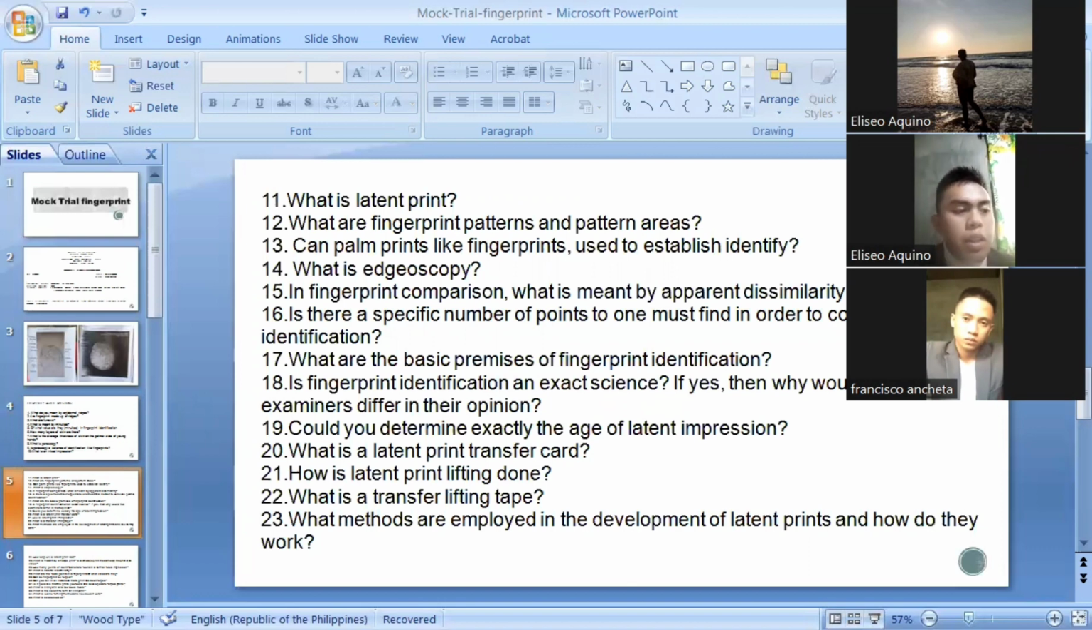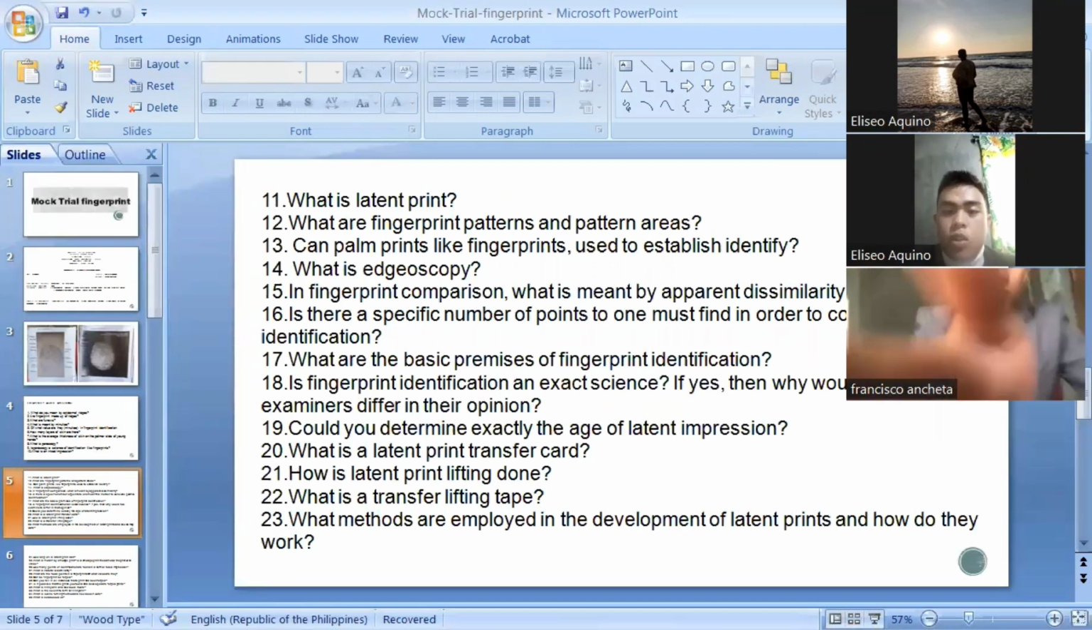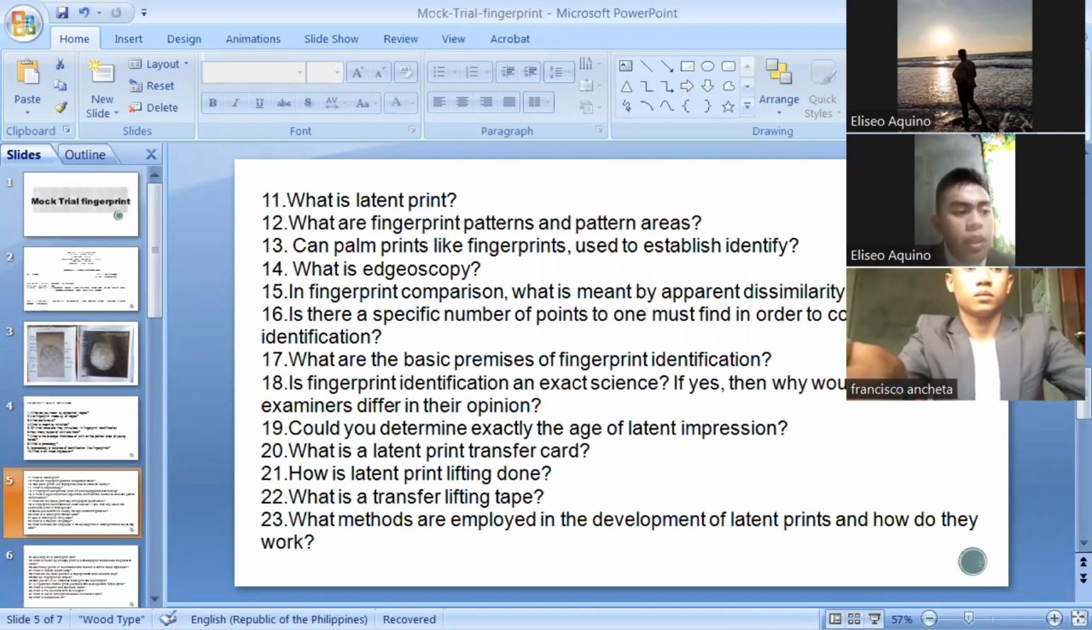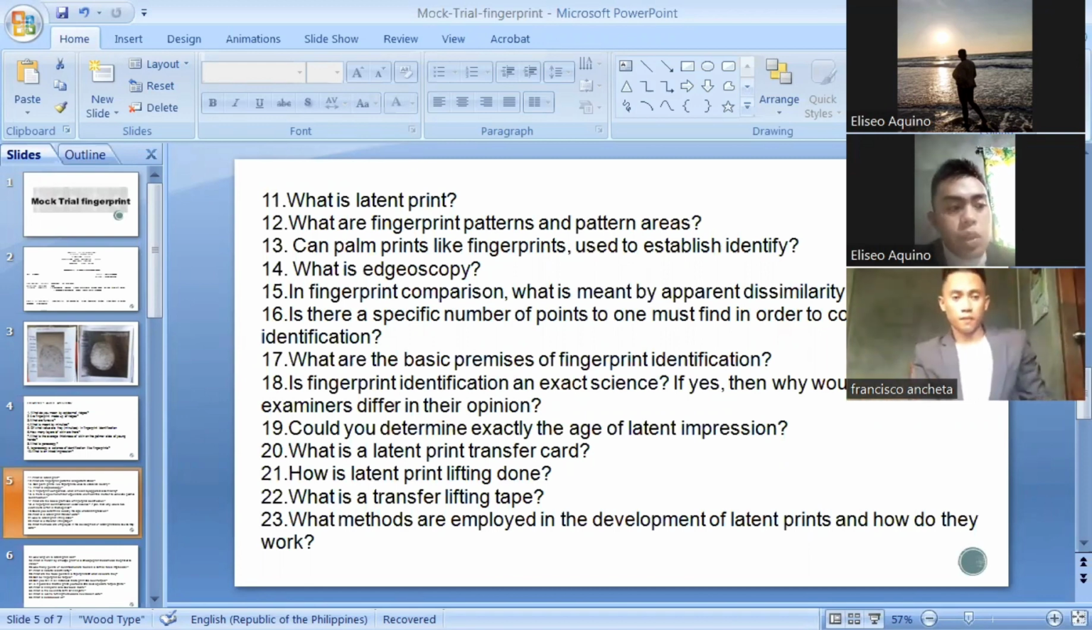What are the fingerprint patterns and pattern areas? Fingerprint patterns refers to the overall arrangement and structure of ridges and furrows on the surface of a fingerprint. Can palm prints, like fingerprints, be used to establish identity? Fingerprint patterns refers to the general formation or arrangement of the ridges and valleys present in a fingerprint. These patterns are classified into several categories based on their overall structure and characteristics.